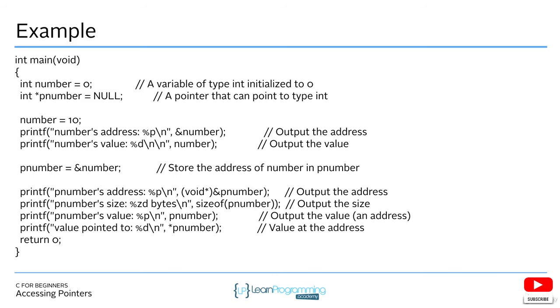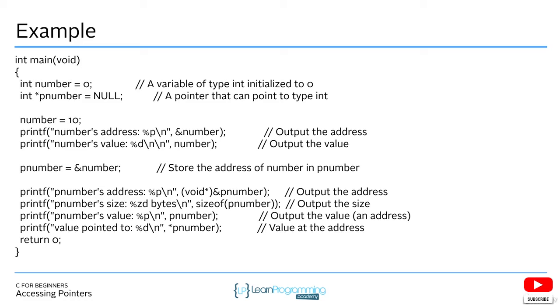Another example here, this is going to display a number of things, and we'll run this example to show the output. But just before we run it, I want to describe a little what's going on here. We have a number that's declared. We have a pointer that's initialized to null. We set the value of number to 10.